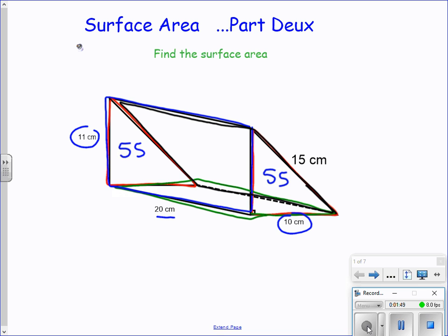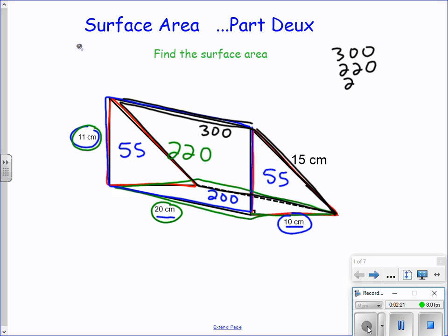The bottom is 20 times 10. 20 times 10 is 200. I'm going to write them right in the spot. The back panel, the vertical one that goes up and down, is 11 by 20. So that's 220. That would be the back panel. And then the front panel is 15 by 20. So that would be 300. So our five faces here are 300, 220, 200. Those are all the rectangles, plus the front and backs of 55. And then we would add that up and get a total. I'm not even going to bother adding them all up. That's just what you would do.